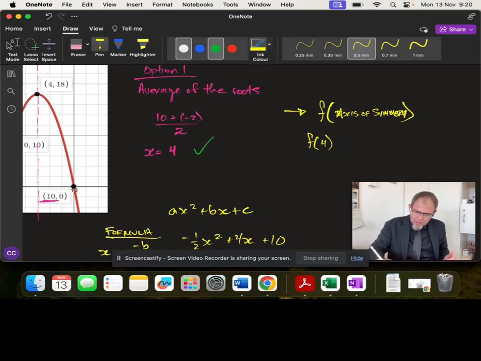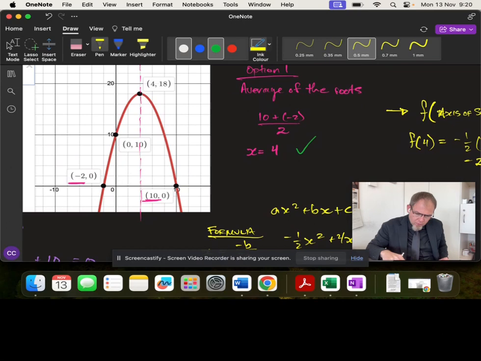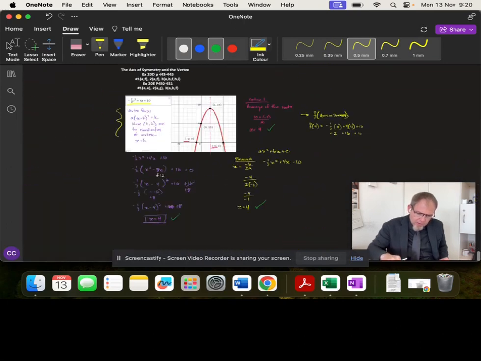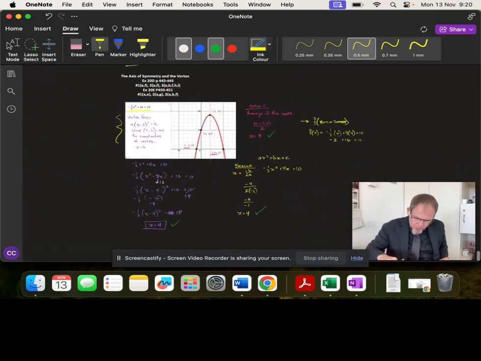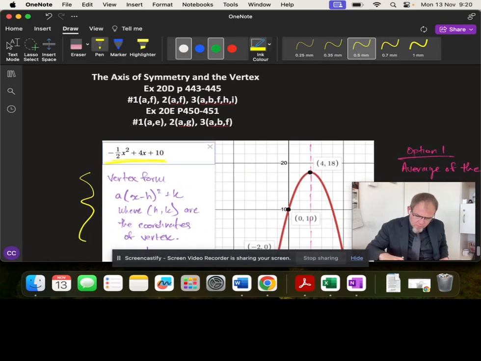So if I know the x-coordinate is 4, then I just have to evaluate this function. Plus 4 times 4 plus 10. Well, negative 1/2 of 4 is negative 2. And 4 times 4 is 16. And then, do I not have my equation correct? I think I don't have my equation right.